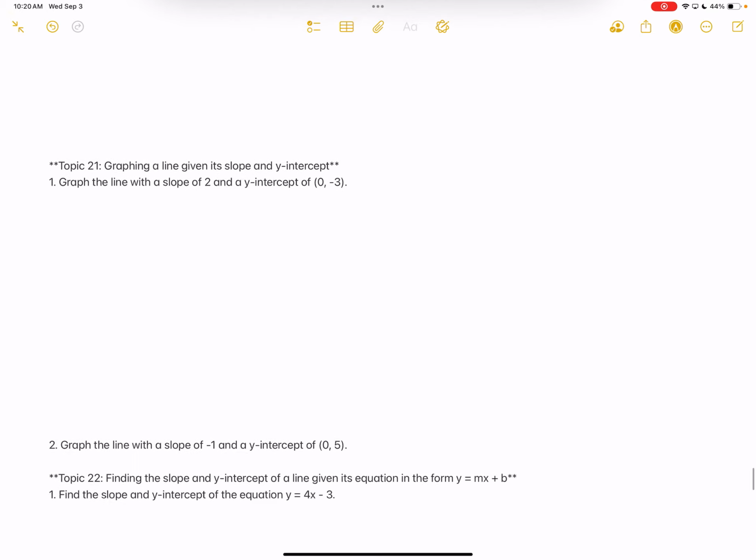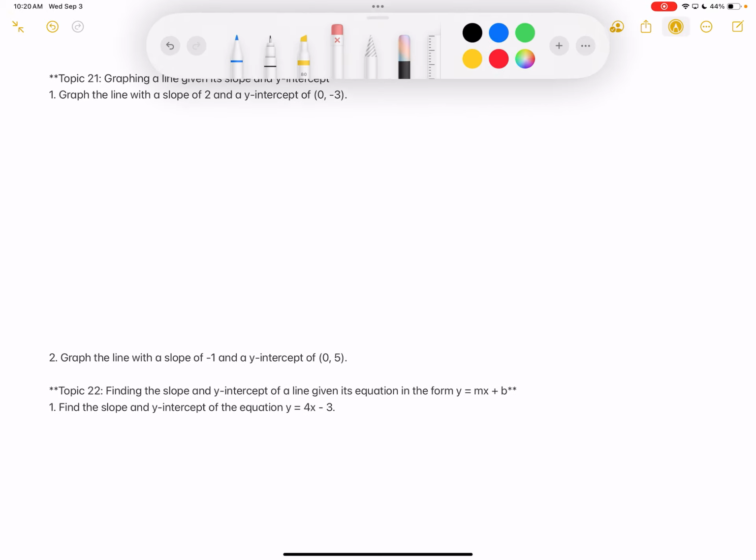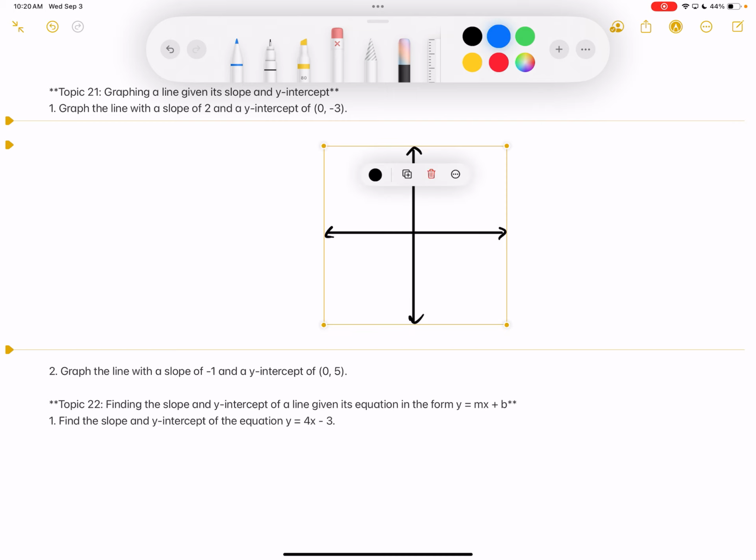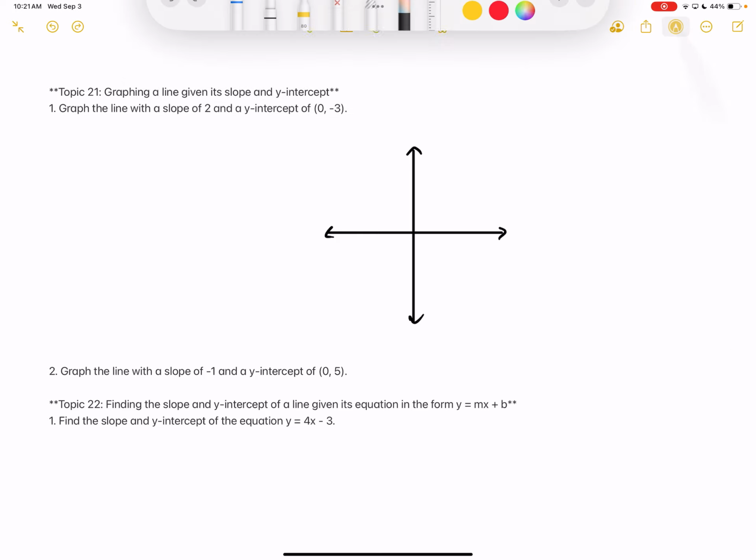All right, 3 or 4 more, then we'll take a break. Oh, this is the one that he was asking about. This one just flat out tells me my y-intercept and my slope. So this one should make it easy. My y-intercept is at 0, negative 3.